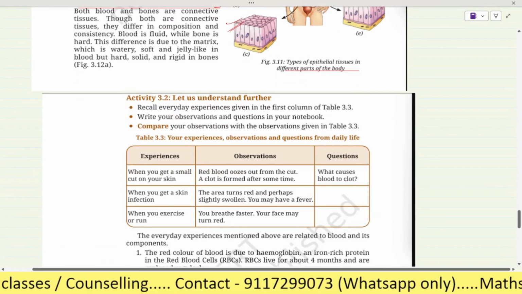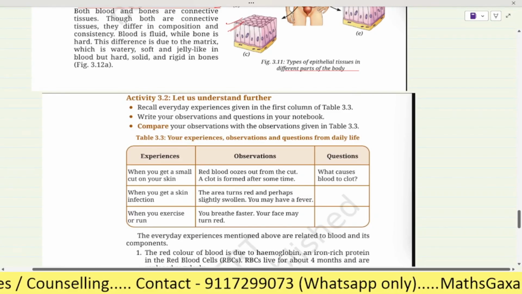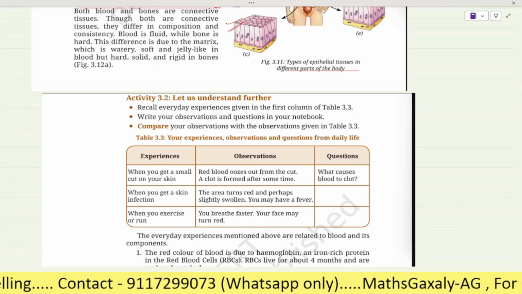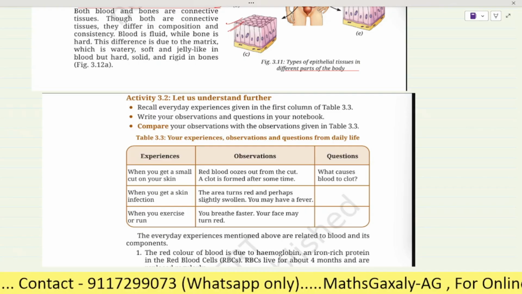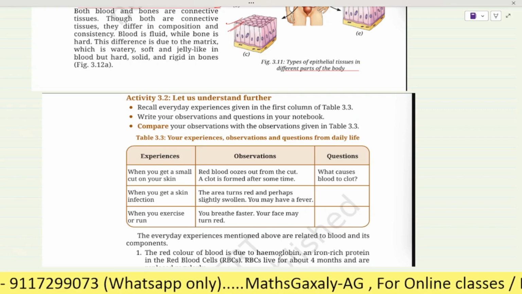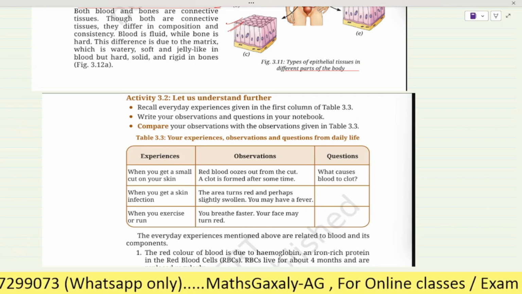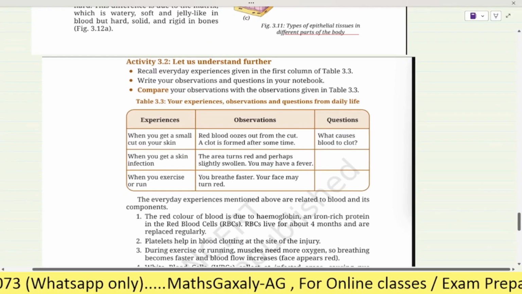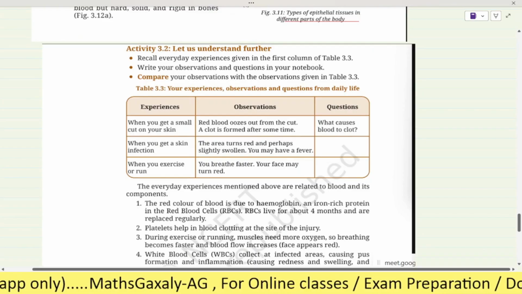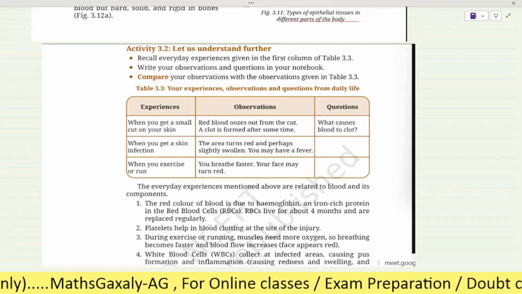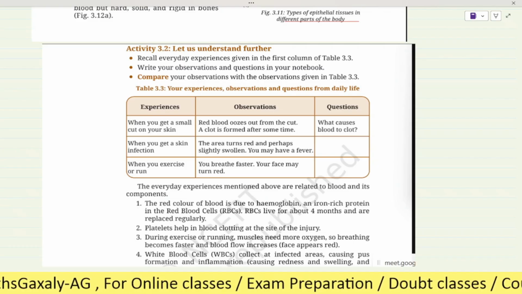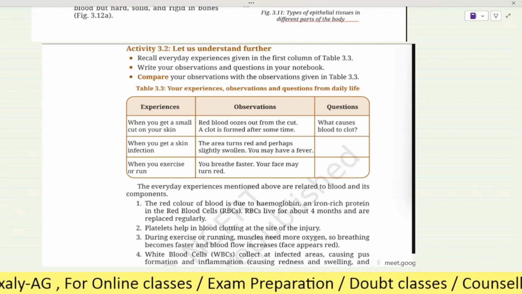There is an activity given here to understand it. Recall the everyday experiences given in the first column, which are given in Table 3.3. Write your observations and questions in your notebook. Compare your observations with the observations given in Table 3.3. So here it's saying, when you get a small cut on your skin, what do you observe? Red blood oozes out from the cut, right? A clot is formed after some time, right? So what causes blood to clot?